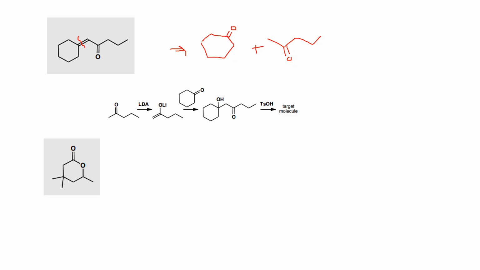So the forward synthesis will be: if you add any base, then this alpha position will undergo enolate formation. It will attack this ketone. It will be OH. After that, through elimination, you will get our desired product.